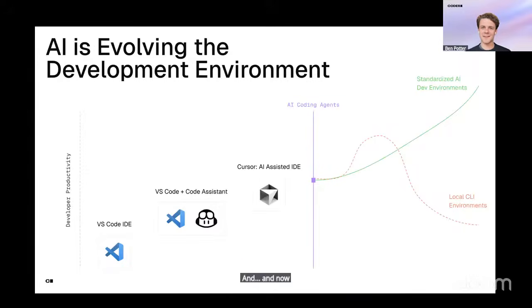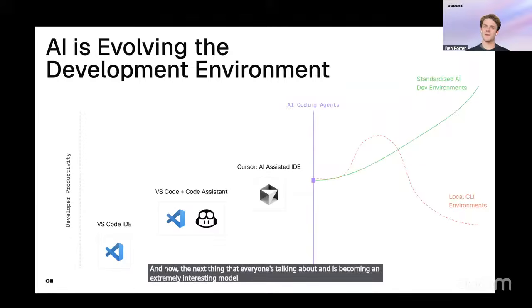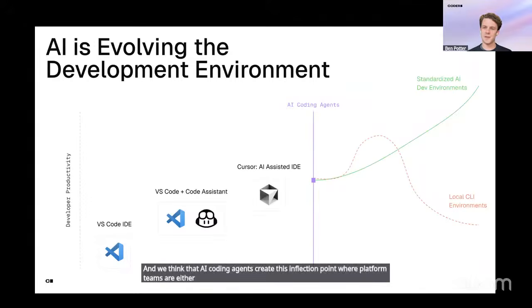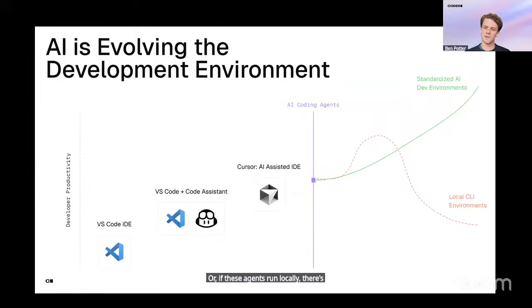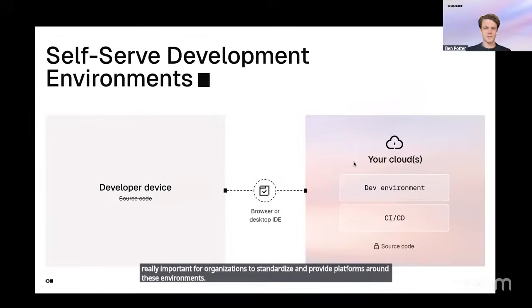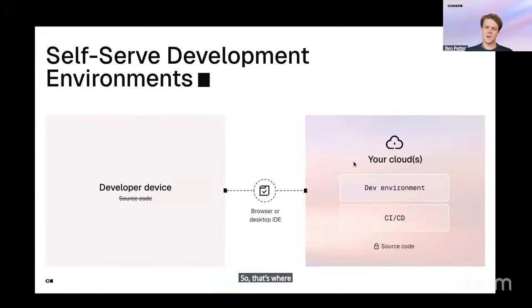And now the next thing that everyone's talking about and is becoming an extremely interesting model is AI coding agents. And we think that AI coding agents create this inflection point where platform teams are either forced to standardize developer environments, in which they can see a lot of productivity benefits, or if these agents run locally, there's a lot of risks to it. So as AI agents are being introduced and can write more and more code, we think it's really important for organizations to standardize and provide platforms around these environments. So that's where a product like Coder comes in.